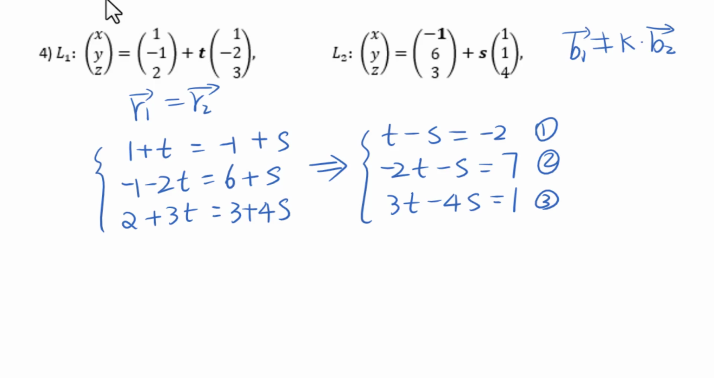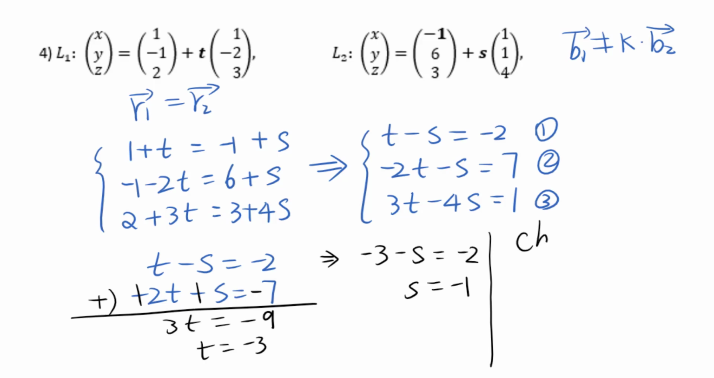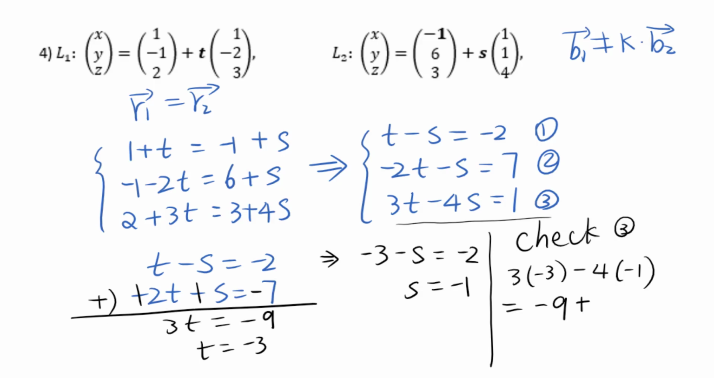Let's solve the system of equations formed by the first and second equations, then check the third equation. Substitute t equals -3, s equals -1 into the third equation. 3 times -3 minus 4 times -1 equals -9 plus 4 equals -5. It's not equal to 1. So L1 and L2 are skew.